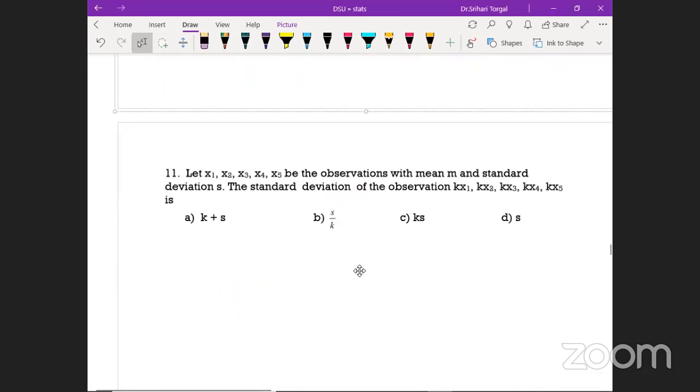What about here? Question number 11. Good. When the data is multiplied by k, the standard deviation is multiplied by k. What if they asked variance? What happens if they ask variance? Yes, then you have to multiply it by k square. Exactly. Good. Next.